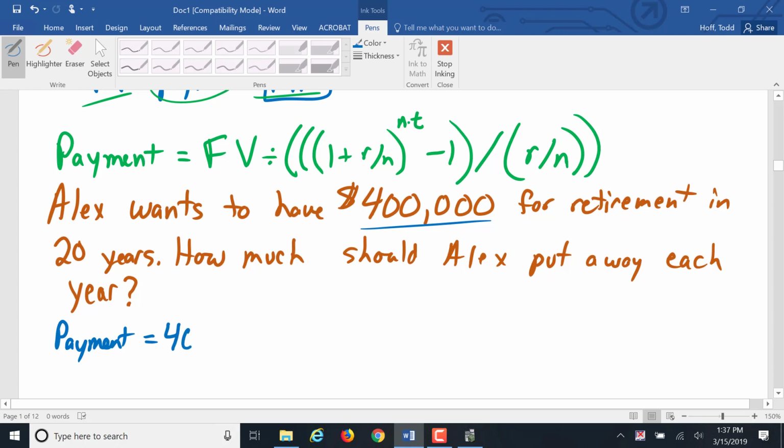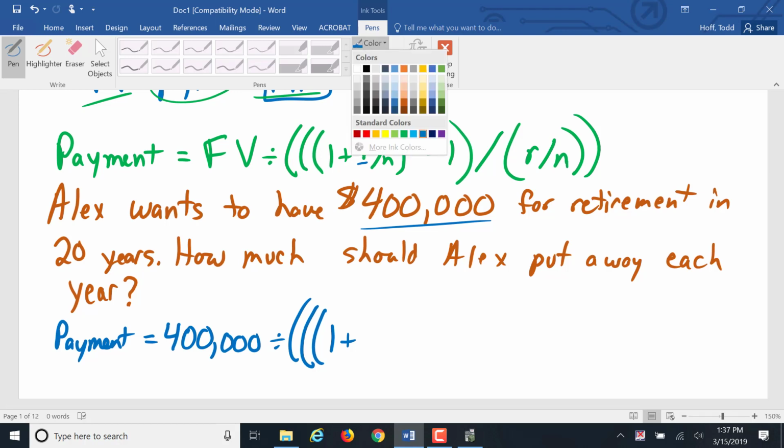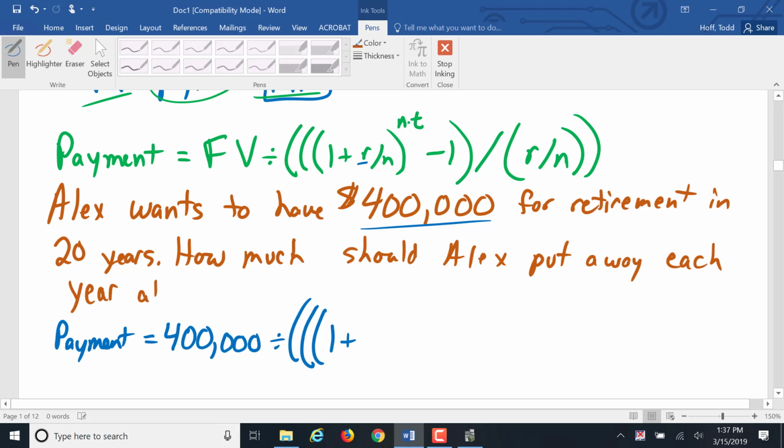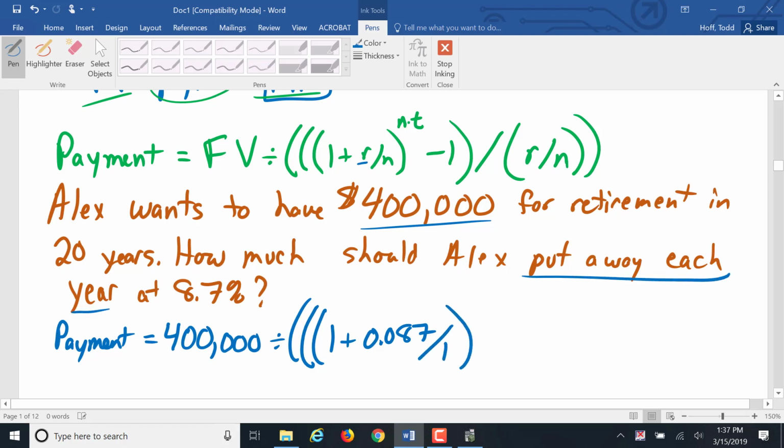Our future value that we want is the $400,000, divided by, we have our 3 parentheses, 1 plus our rate, R. I guess I should have told you that: put away each year at 8.7% interest. So R is 0.087 from the 8.7%. N, how much put away each year, so that's only once a year. So N is 1, to the power N times T, so N is still 1, T is going to be 20 years, then minus 1, close, divided by, open parentheses, 0.087 divided by 1, close and close.